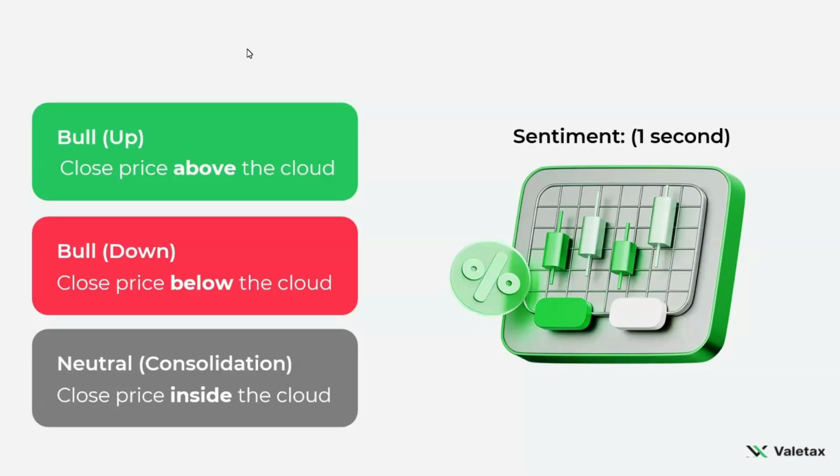If price is above the cloud, and when we talk about price, we're talking about the closing price, then the sentiment is bullish. If the closing price is in the cloud, that means it's consolidating, neutral. If the closing price is below the cloud, that means it's bearish. That's it. That's all you need to know, and it keeps it very, very simple.